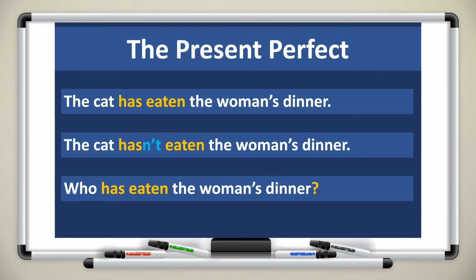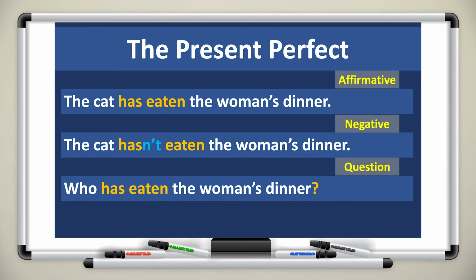More examples. The cat has eaten the woman's dinner. Take a look at has and then followed by the verb in the past participle, has eaten. If I want to turn this affirmative sentence into the negative one, I will go like, the cat hasn't eaten the woman's dinner. So I will add not or n't to the word has to make it negative. The cat hasn't eaten the woman's dinner. If I want to make or form a question for this statement, I will go like, who has eaten the woman's dinner? So the verb will not change.